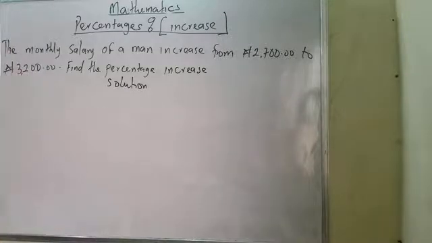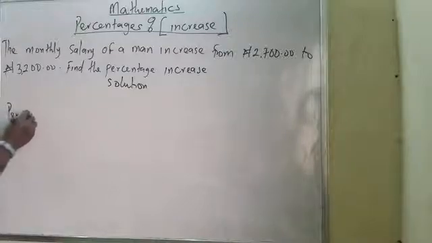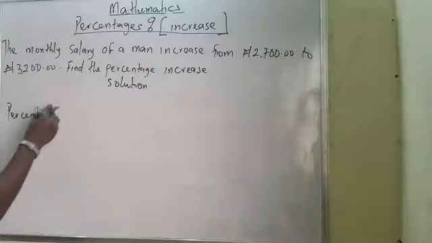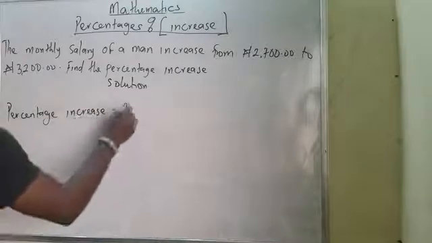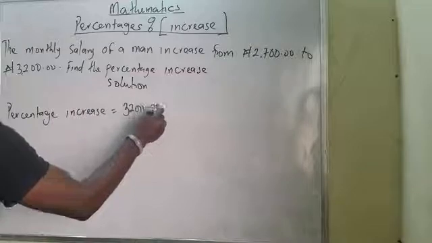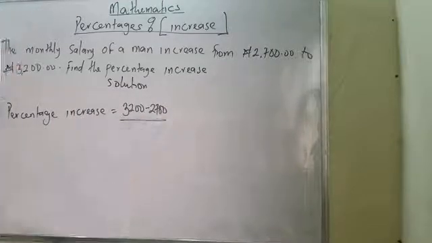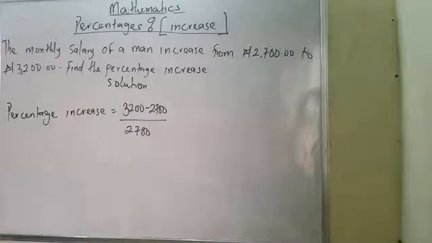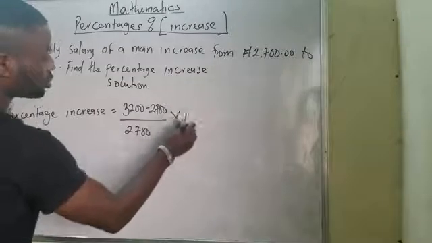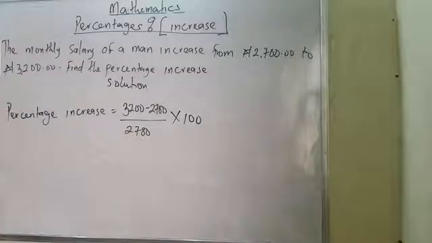There is an increase from this to this. If I were you, I'll just have percentage increase equals 3,200 minus 2,700, which is final minus initial, all over 2,700 naira, multiplied by 100. That is how to find the percentage increase.